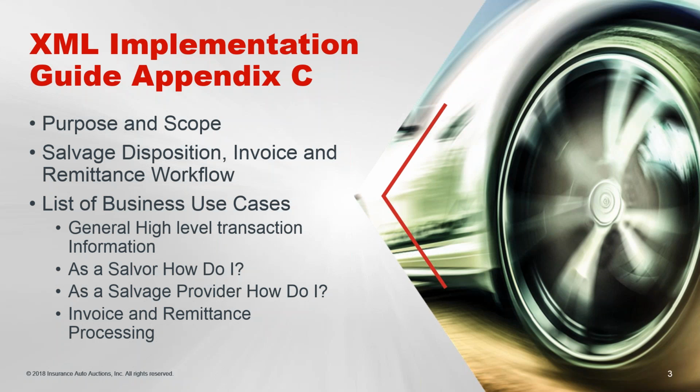The last part of the implementation guide that we're talking about is the invoice and remittance processing. So how do I send invoices from the salver to the salvage provider? How do I give them remittance information on what I'm paying them? And how that data is exchanged is all part of that.